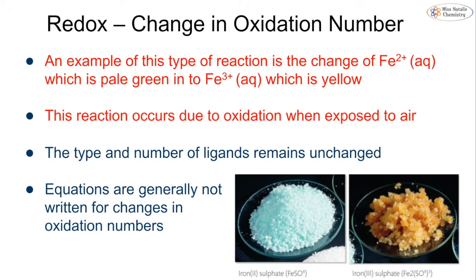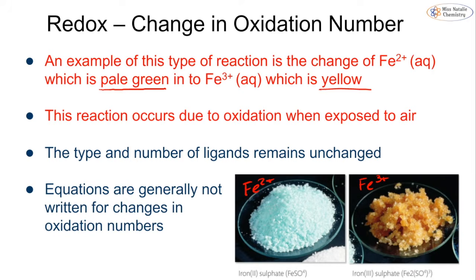So if we start with a change in oxidation number, this is where we simply have the transition metal changing from something like Fe2+ to Fe3+. And generally we will see a colour change here, because remember, this change in oxidation number will have a difference in the number of electrons, which affects the colour and the d-d transitions between the orbitals. So Fe2+ is pale green, which is this one here, and the Fe3+ is yellow, which is this one here. And this reaction happens when this particular substance is exposed to air, so we get this oxidation reaction happening.